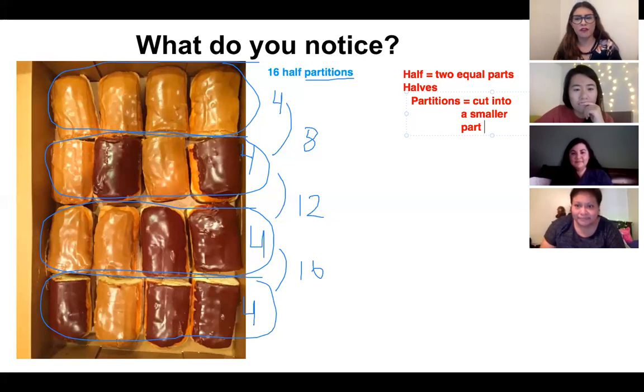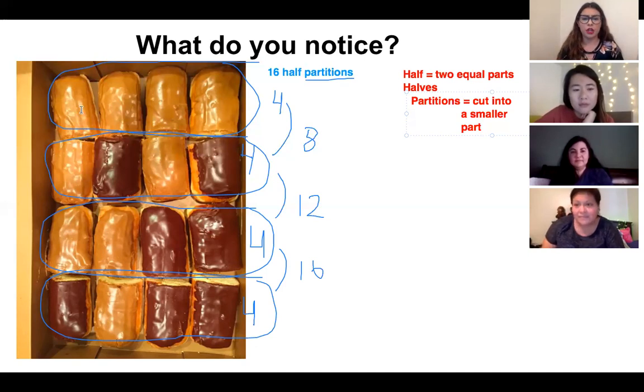So would a half be considered a partition? Yes. So we're just defining half as a type of partition. We cut it into 2 equal parts. So thank you, Ms. T, for reminding us that they need to be equal in order for them to be partitions. They should all be equal parts. So we have 2 equal parts of the donut.